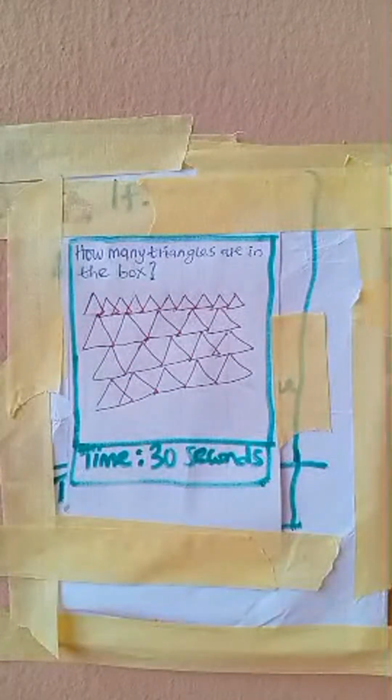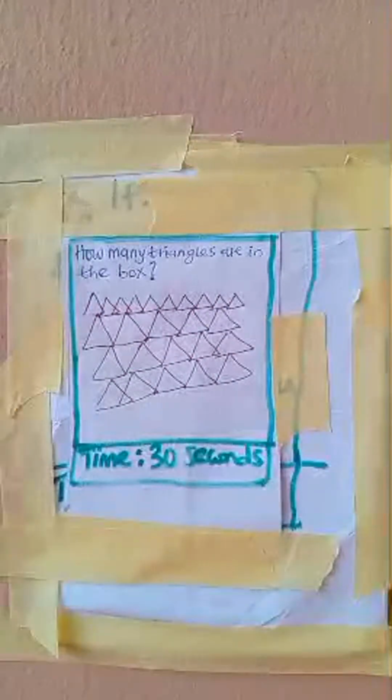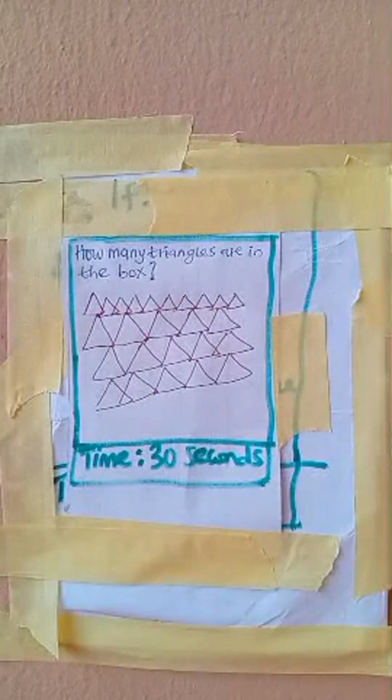As you can see, it's quite simple. Tell me how many triangles are in the box. I hope you can see clearly. Count the triangles and tell me how many they are in the chat box. That's all I need to know.